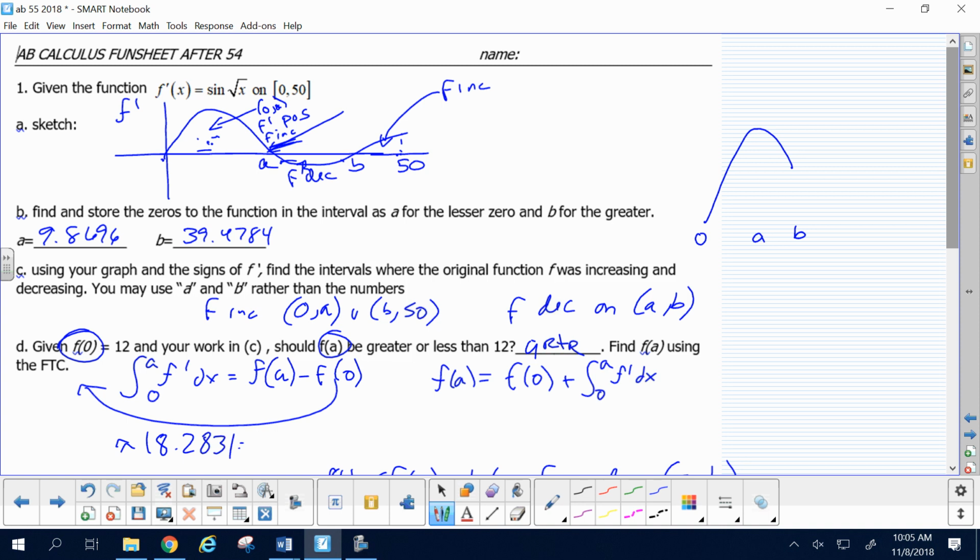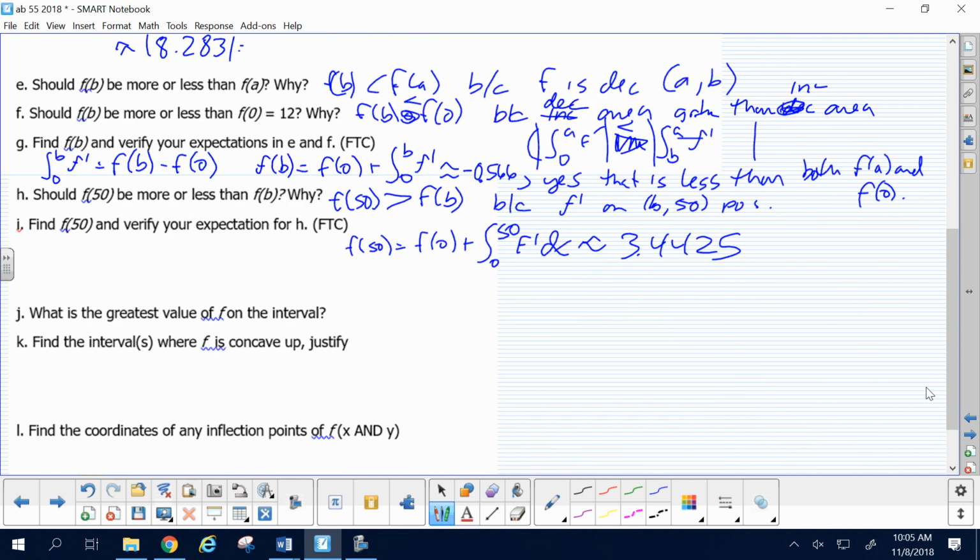Now, this isn't the absolute max because right away after 0 it started increasing, so it's definitely not that point. Up to A, it increased a ton. We said it decreased a little to B, but not as much as it increased. And then it increased a little from B to 50, but it never got anywhere close to where it was at A. And so the absolute max is f at A, which is the 18.28. That's the greatest possible value of the function.